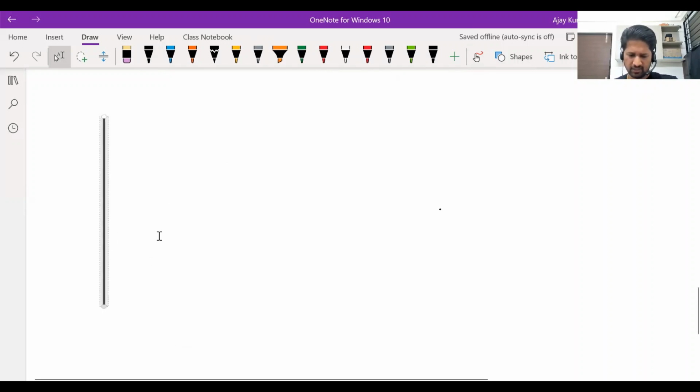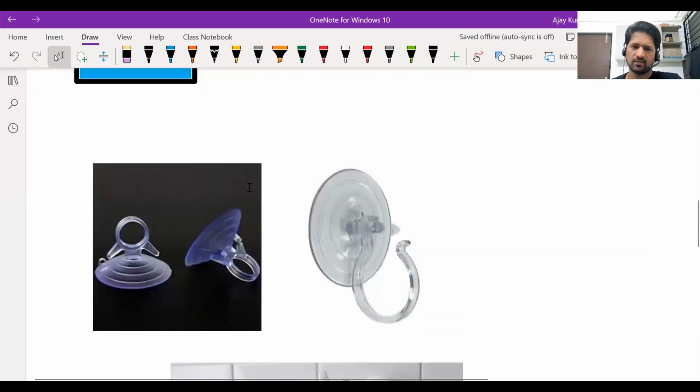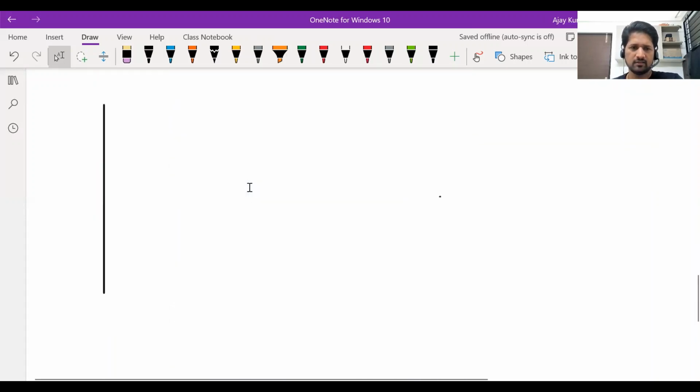Do any of you have any idea how it works? How does it stick to the surface? They can be removed also. So, go ahead. It traps the air inside, and there's less air pressure inside, and outside there's more air pressure. Okay, you should not say it traps the air inside, but whatever you said about pressure is correct.